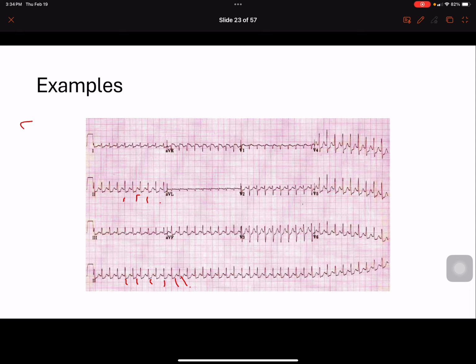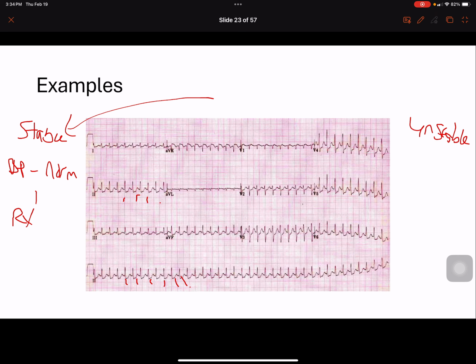So we have stable or unstable, right over here. If this patient is stable, we're going to see a normal BP. They may have palpitations, they may have symptoms, but they are stable. This is going to be meds. I'm going to put Rx. Okay? Unstable, we shock, and we shock using synchronized cardioversion, which we're going to go over that procedure.